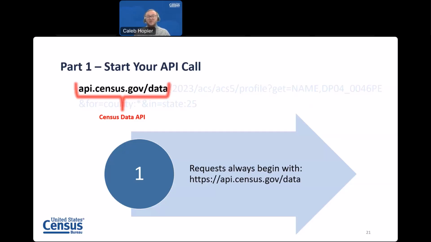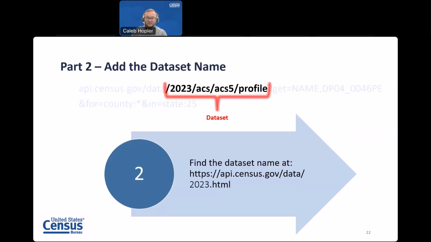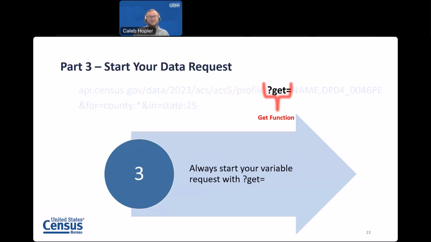Now let's start building the API call. So using the guidance from the API discovery tool I was showcasing earlier, from left to right, you can put together a request for data, which is creating a URL or a call to the data. So to start, no matter what the data set is, start every request with api.census.gov/data. This is the census data API. Then add the year and the data set. So in this case, we are using 2023 ACS 5-year data profile data set.